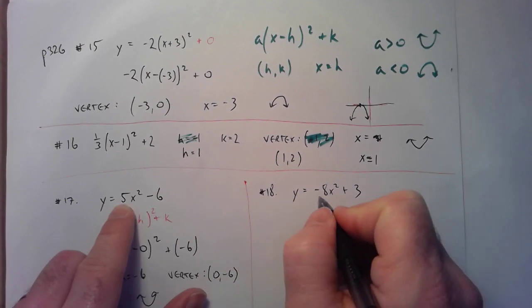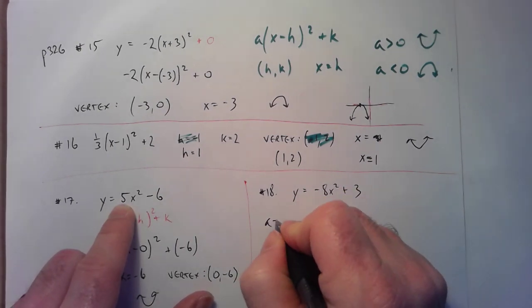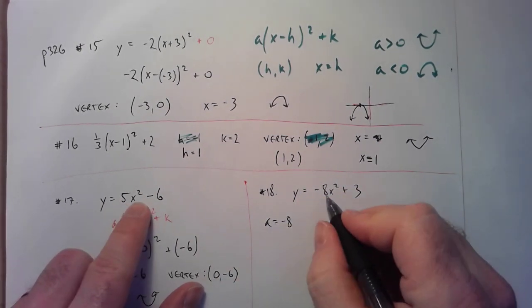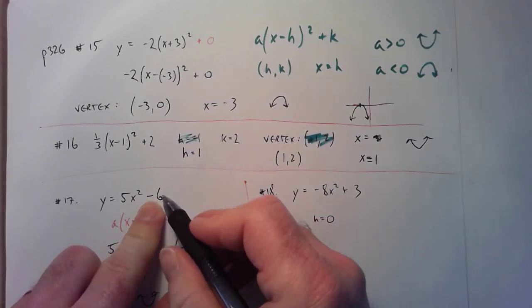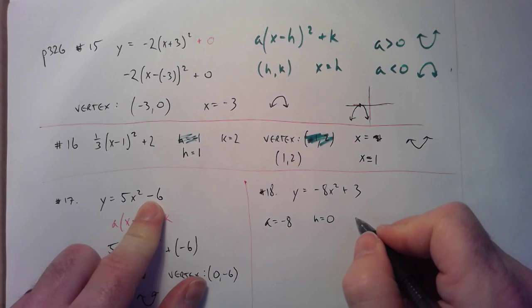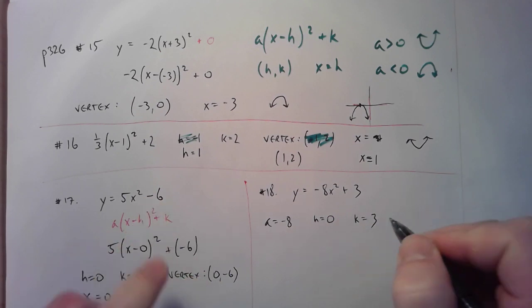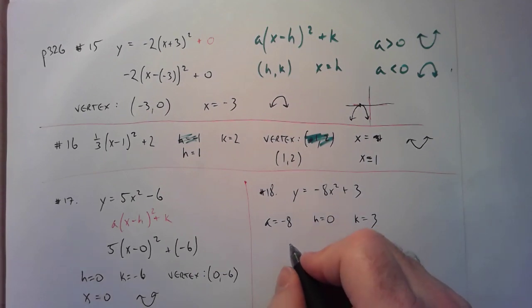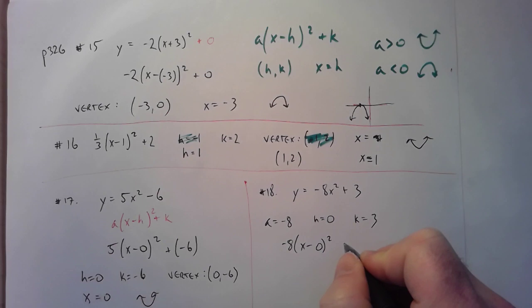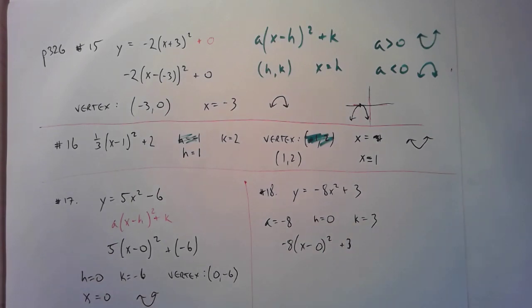Here a was 5, there a is negative 8. Both of them had an h of 0. This k was negative 6. That k is positive 3. And so to put it in proper vertex form would look like this. Negative 8 times x minus 0 squared plus, almost wrote plus k, plus 3.